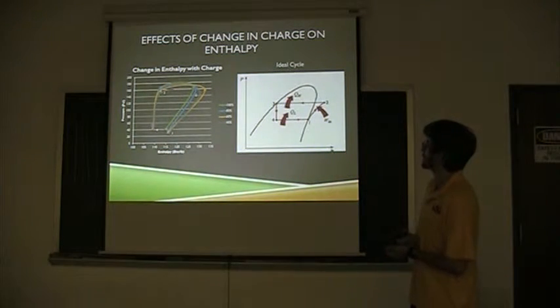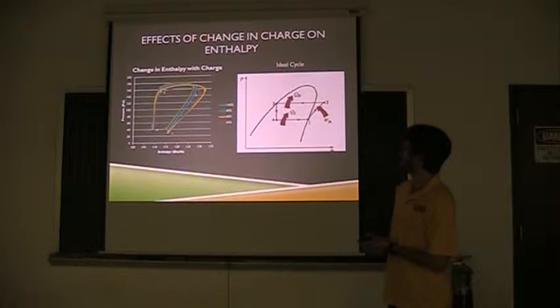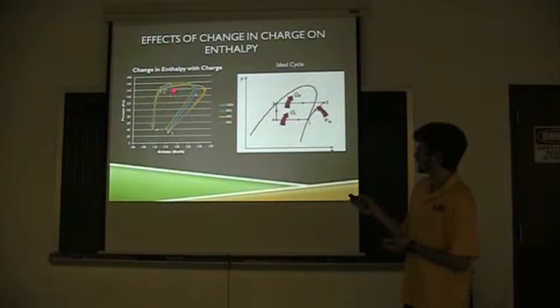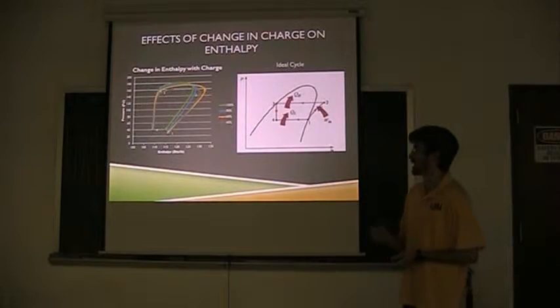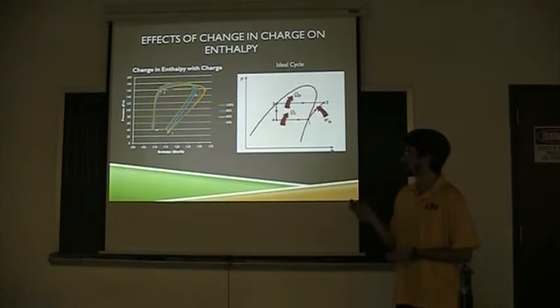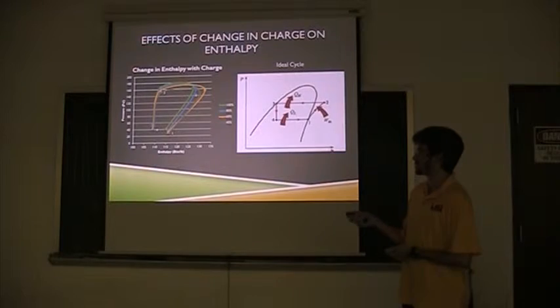And then this is the effects of change in charge with enthalpy. And over here we have our pressure enthalpy graph. And you'll notice that this graph is a lot more similar to the ideal graph than the previous one was. This is mostly because enthalpy is not heavily affected by the change in charge like entropy is.